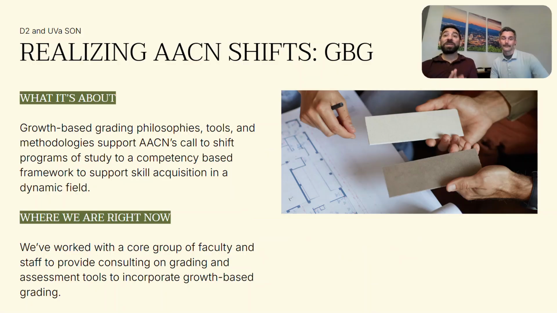So, like I said earlier, we're going to spend a lot of time on how we have worked to try to realize the AACN shifts in terms of growth-based grading, specifically when it comes to some of the tools used with the UVA School of Nursing. Exactly. And what we've been doing so far, everybody, is really working in close consultation with a core group of faculty, some of whom might be watching this content today, to provide consultation on grading and assessment tools to incorporate this growth-based, competency-based framework as opposed to a task-by-task sort of traditional framework.